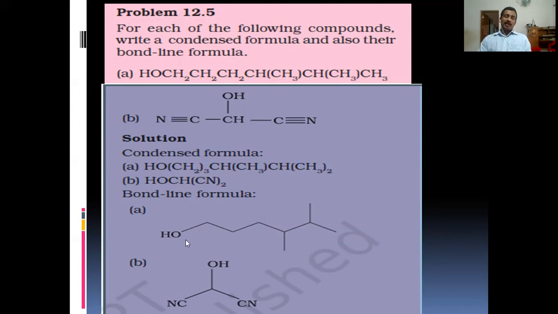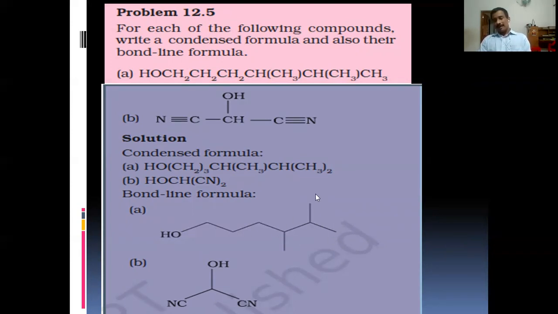And see the bond line formula. OH group, you have to write OH there. And CH2, CH2, CH2, CH2, CH2. Now CH, CH3. Again CH, CH3, CH3.